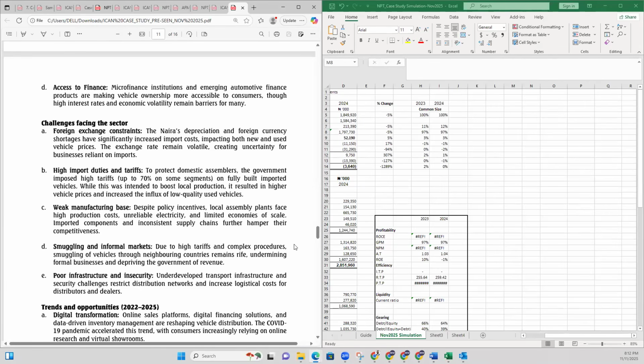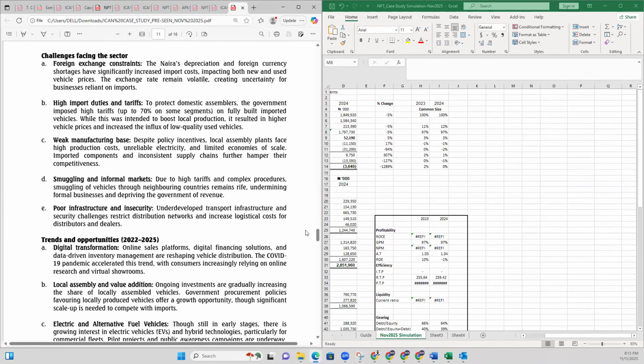B. High import duties and tariffs. To protect domestic assemblers, the government imposed high tariffs, up to 70% on some segments, on fully built imported vehicles. While this was intended to boost local production, it resulted in higher vehicle prices and an increased influx of low-quality used vehicles.